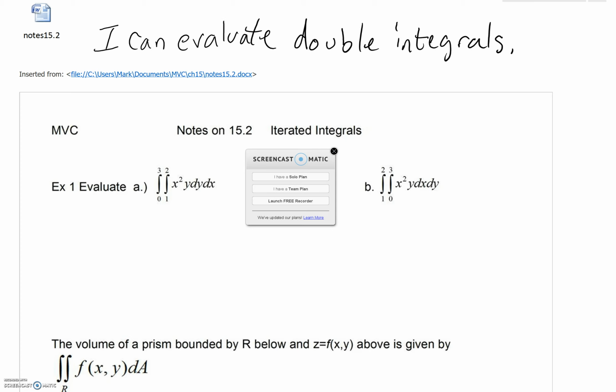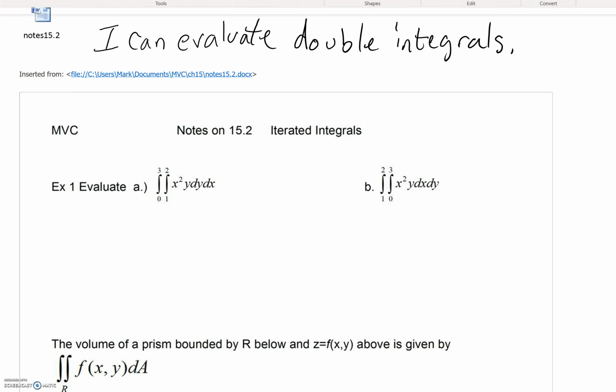Multivariable calculus, we're looking at lesson 15.2, iterated integrals, definite double integrals. You can see our learning target at the top. I can evaluate double integrals. And this is one of the most mechanical lessons we're going to have in this chapter, which I hope is going to be really good news.